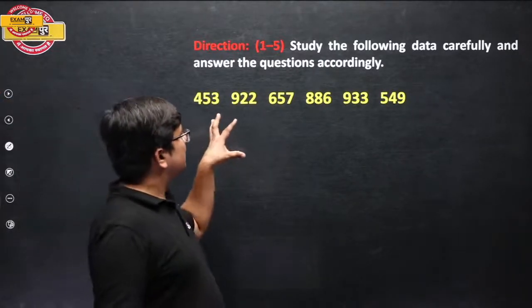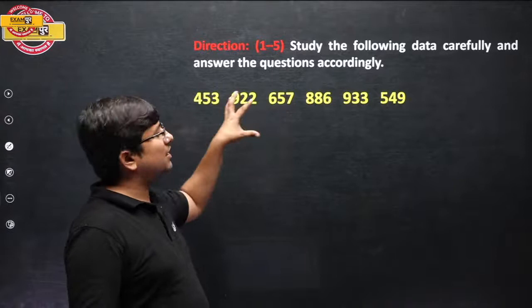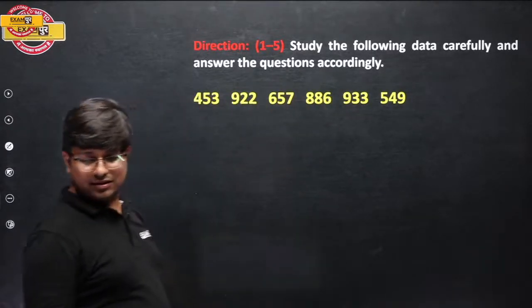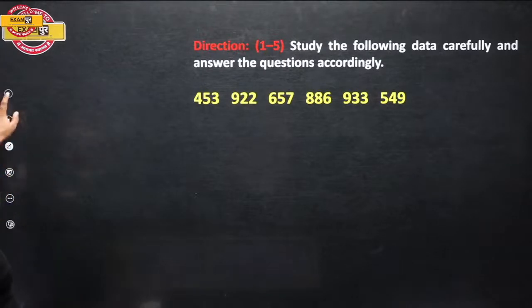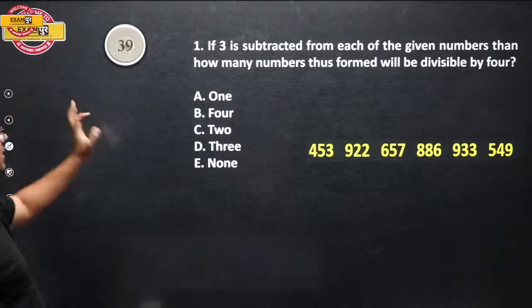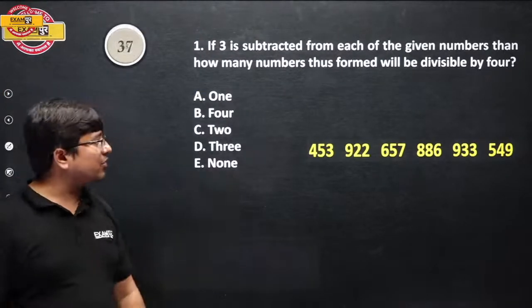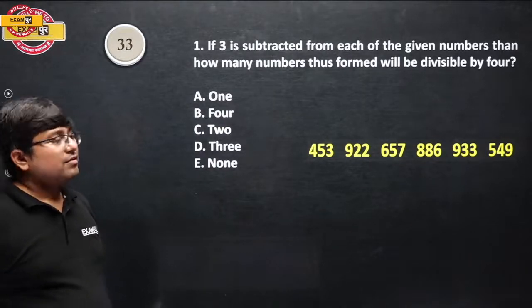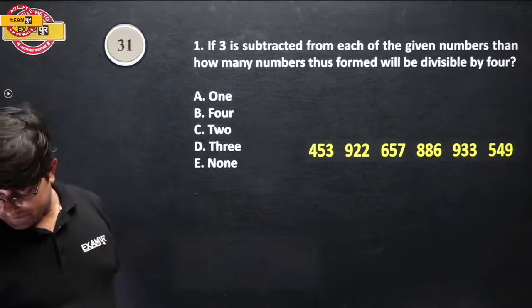You can see there are a total of 6 numbers, each having 3 digits. Okay, so now here is the very first question. 40 seconds. Quickly go ahead.